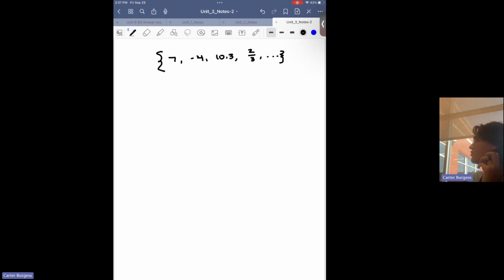Right, so that's one sequence. No rhyme or reason to where these numbers come from. There's no pattern here. And what we will note is that a different sequence can be achieved by just inverting the order of any of our terms.